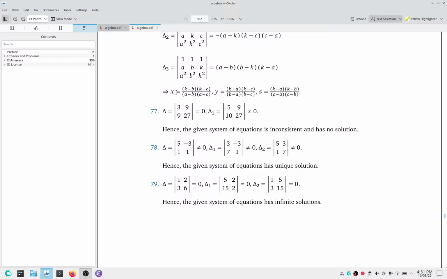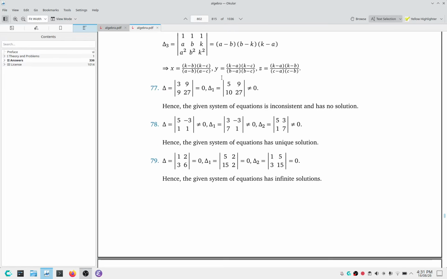And once we have that, we have x is equal to k minus b times k minus c over a minus b times a minus c, which is delta 1 upon delta. Y will be delta 2 upon delta, that is k minus a times k minus c over b minus a times b minus c. And z would be k minus a times k minus b over c minus a times c minus b.